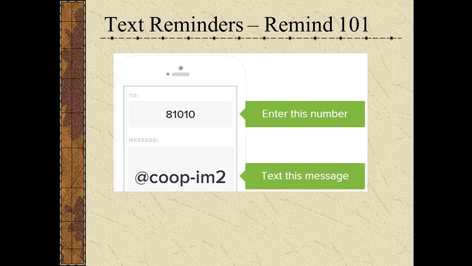So if you enter that number, 81010, and then type the message at coop-im2, you will be signed up with it. You'll probably have to enter your name and other information, but you'll be signed up for Text 101. Anything from this class, I can send out quick reminders.